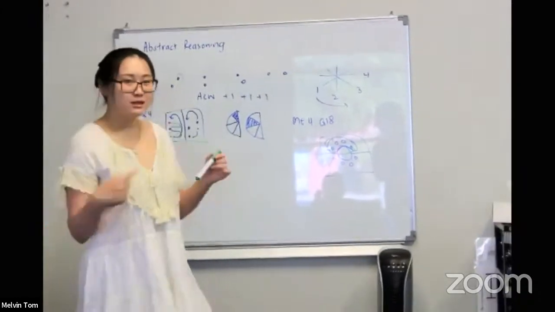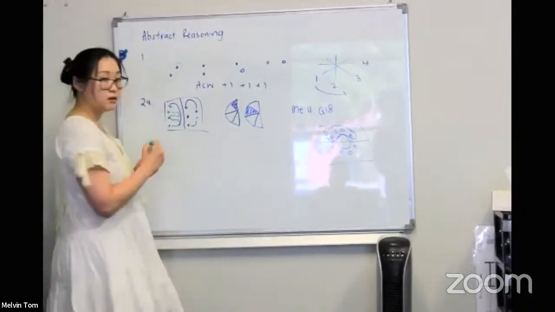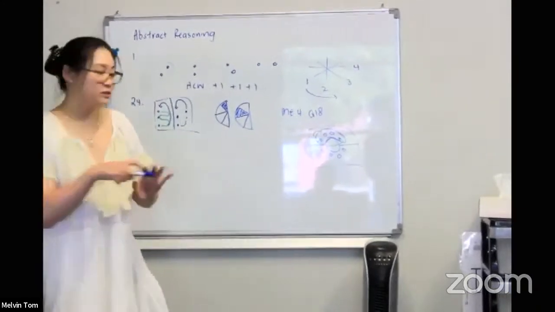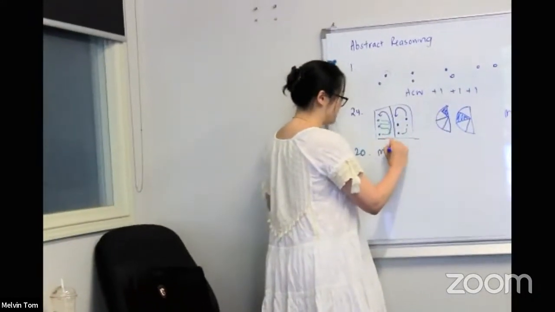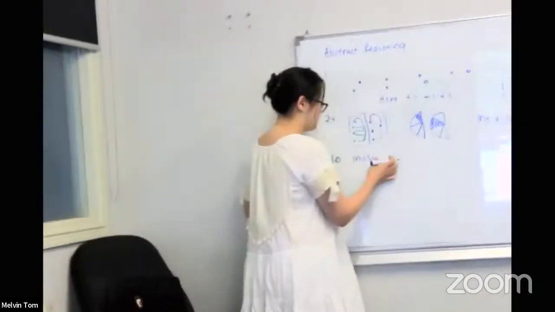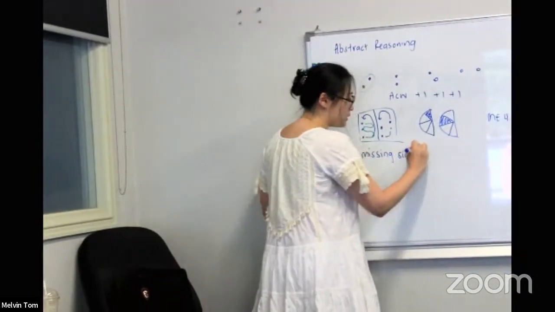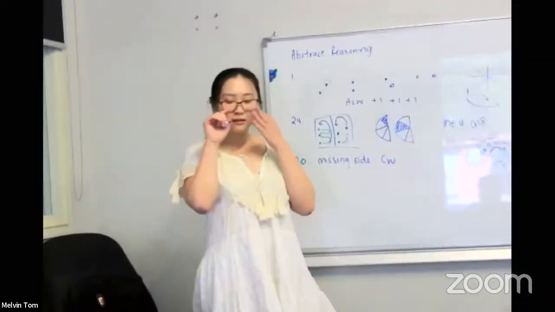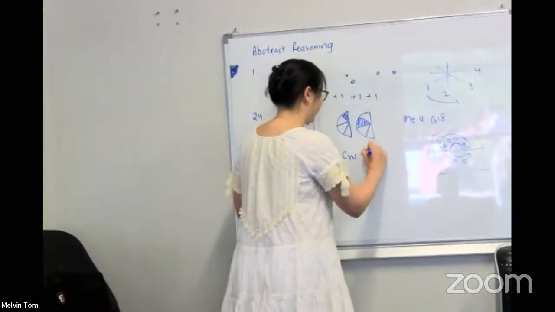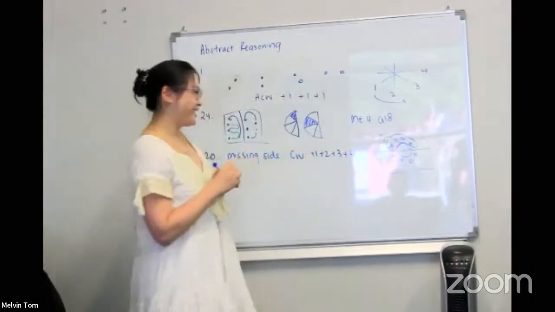So, how is the missing side moving? It's going like +1. Okay, direction first, remember? So the missing side, clockwise or anti-clockwise? Clockwise. Okay, good. And how much each time? +2, +3, 4, 5. Okay, yeah, we got the idea.